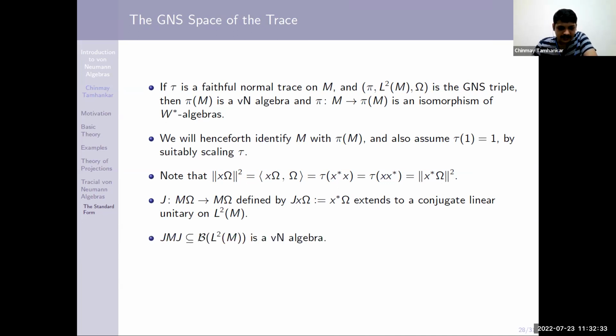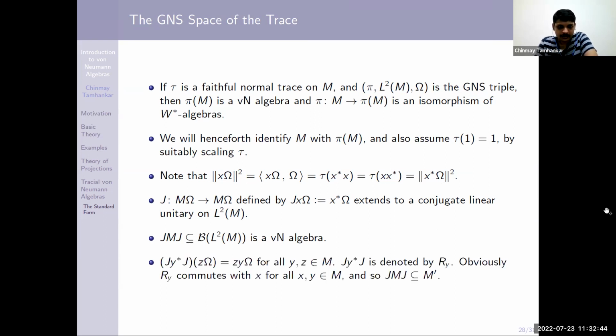And what we get is that this algebra JMJ, which is just the algebra of JxJ where x varies over M, is also a von Neumann algebra inside B of L2(M). And we see that this J y star J, by simple calculation, acts on this vector z omega to give z y omega. So this is like multiplying by y on the right. So hence this element J y star J is denoted by R y, where R stands for right.